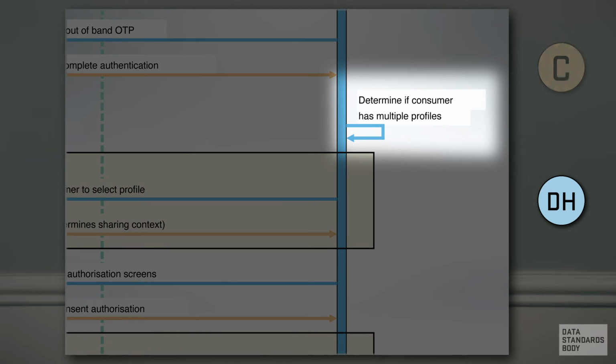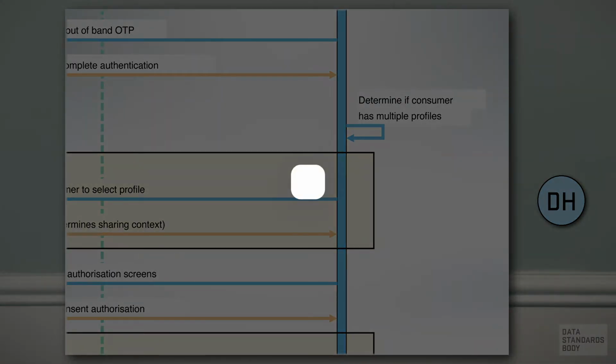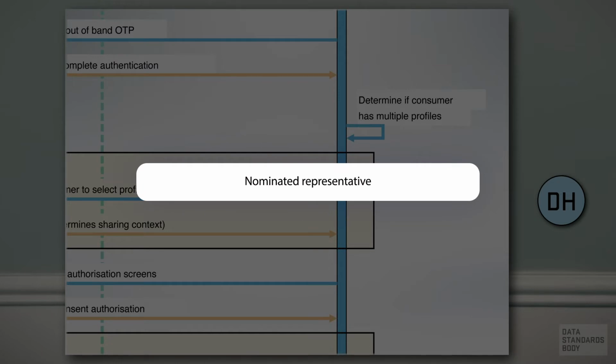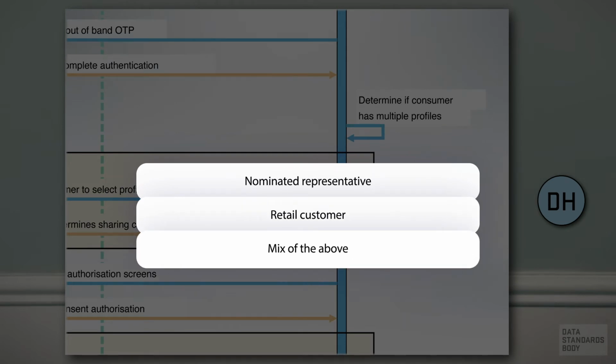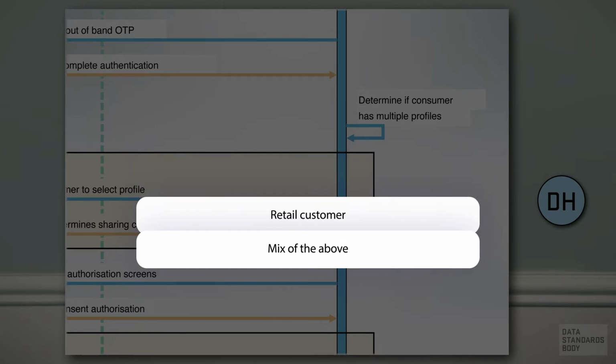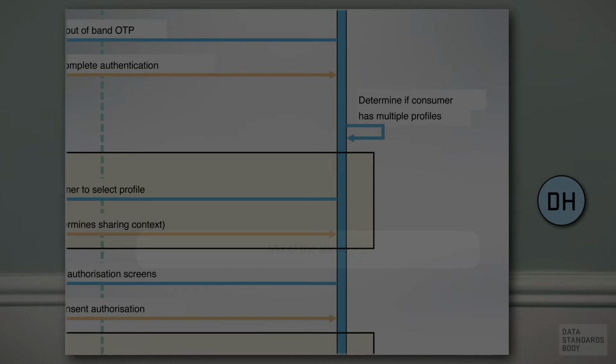At this point, the data holder determines if the consumer has multiple profiles or just a single one. And when I say multiple profiles, I am specifically talking about the situation of nominated representative. So the consumer could be just a retail customer, in which case there's only one profile, but they could be a retail customer, but also be a nominated representative for 3 different companies, in which case there's now 4 profiles to choose from, or some other combination. That's really up to the data holder, but this is the point where we determine if there's multiple profiles.